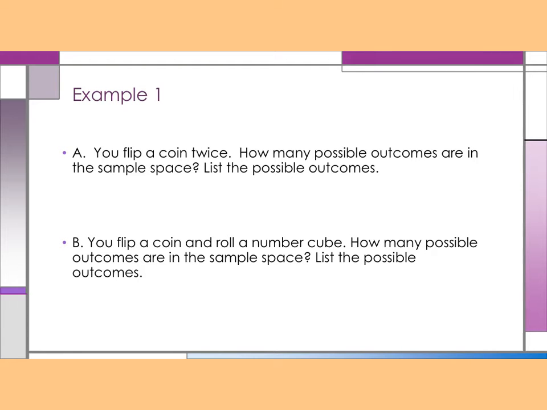Okay, so example 1 says if you flip a coin twice, how many possible outcomes are in the sample space? And list the possible outcomes. So I actually do this in reverse. I do the listing first and then just count what the listing is.